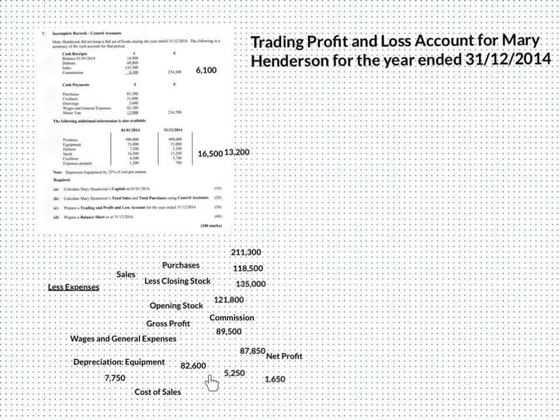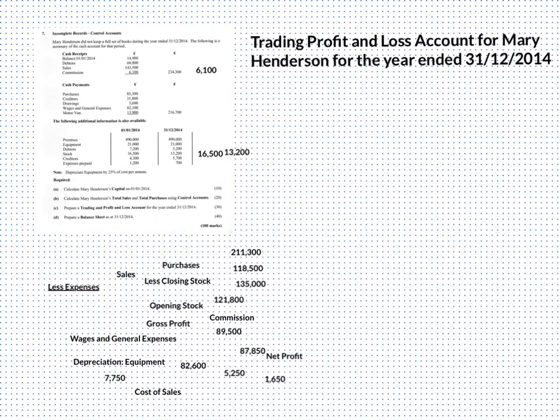The next part of the question asks us to do a trading and profit and loss account. This is where we're going to do a trading and profit and loss account for Mary Henderson for the year ended 31st of December 2014. It's important that you have the full heading in. When you hear the words trading account, you automatically think sales, opening stock, purchases less closing stock. That's what we're going to look at now. Down here we have some figures and headings that I'll be dragging across to create a trading and profit and loss account.